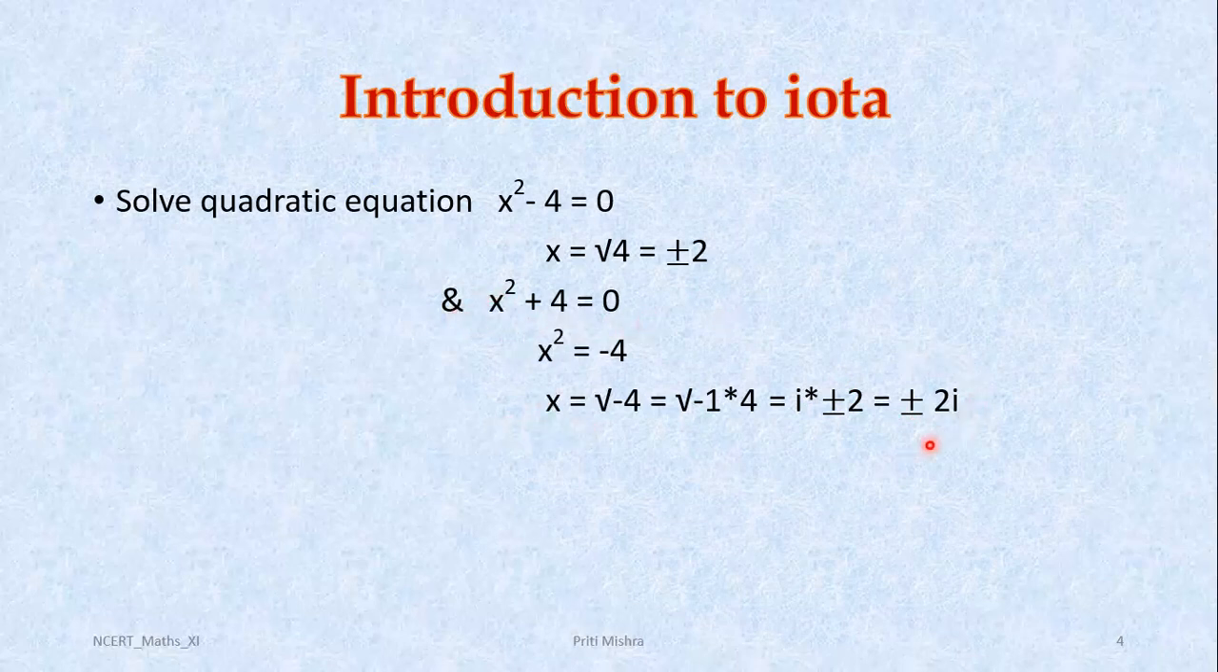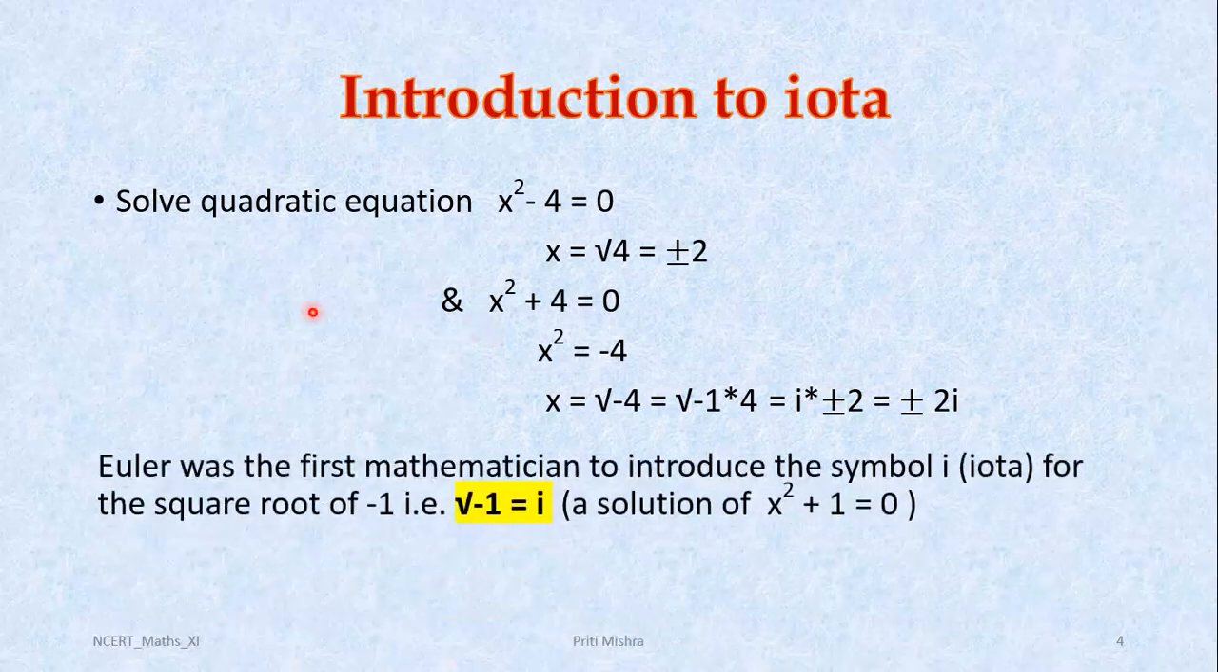Correct? So this term i is known as iota, and Euler was the first mathematician to introduce the symbol iota for square root of -1. Means square root of -1 is equal to i, which you can say is a solution of the quadratic equation x square plus 1 is equal to 0.